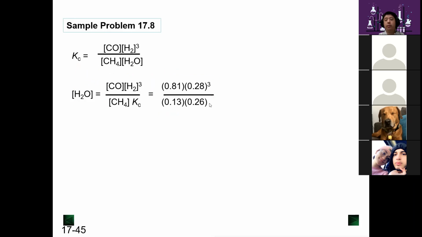So this one is actually not one of our ice table equations. This is just telling you if things are at equilibrium, I want you to find the missing piece. How do you find it? Any questions?